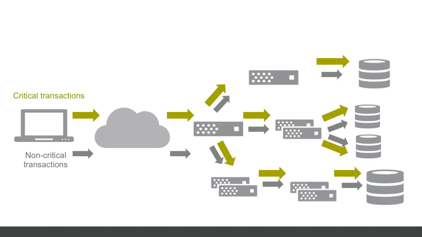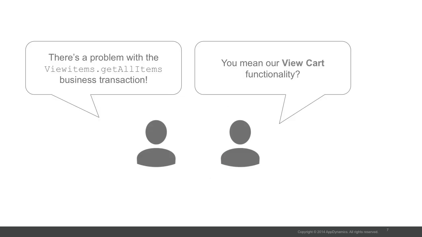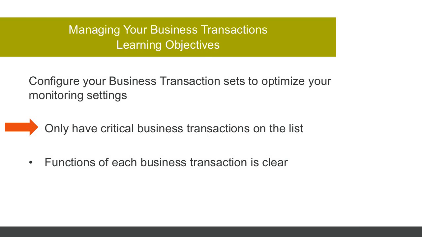At this stage, you probably have some low-impact business transactions that you do not really need to monitor or be alerted about. Moreover, the default names given by AppDynamics probably do not match the names you use internally. Let's take care of the first problem. We're going to trim down the default list to something more manageable.